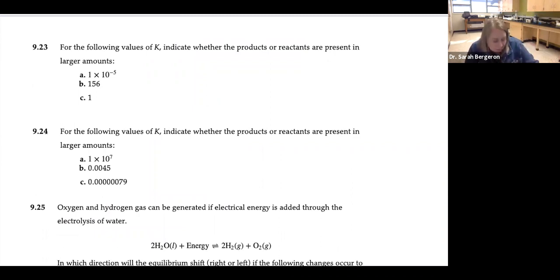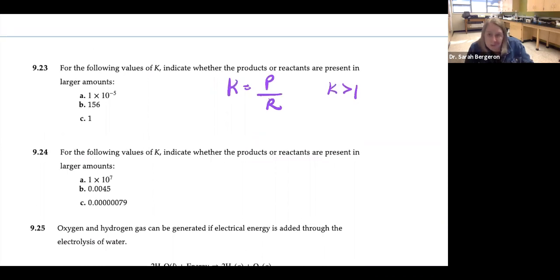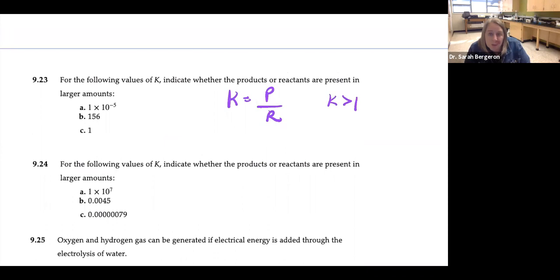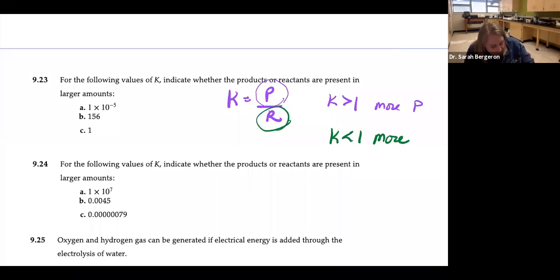You don't have to memorize it. Just put yourself the note, K is equal to products over reactants, right? So if K is greater than 1, what do we know? If K is greater than 1, then we're going to have more products, right? So that means that this number is bigger if it's greater than 1. If K is less than 1, we're going to have more, what's on the bottom, reactants, right?